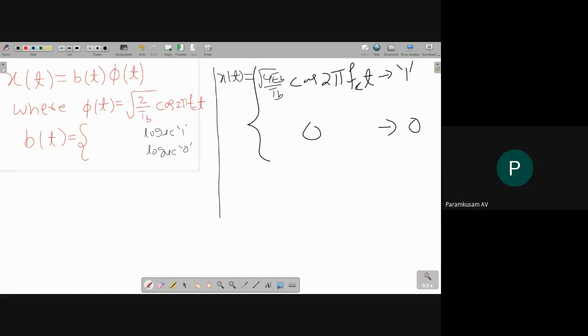Now I write x of t is equal to b of t into phi of t, where phi of t is equal to root over 2 by TB cos 2 pi FCT. Now can you tell me what is the value of b of t? ఇక్కడ x of t ఇక్కడ x of t రెండు ఈక్వల్ చేయండి. ఈక్వల్ చేసి నాకు b of t is equal to ఎంత చెప్పండి. What is the value of b of t when logic 1 is transmitted?